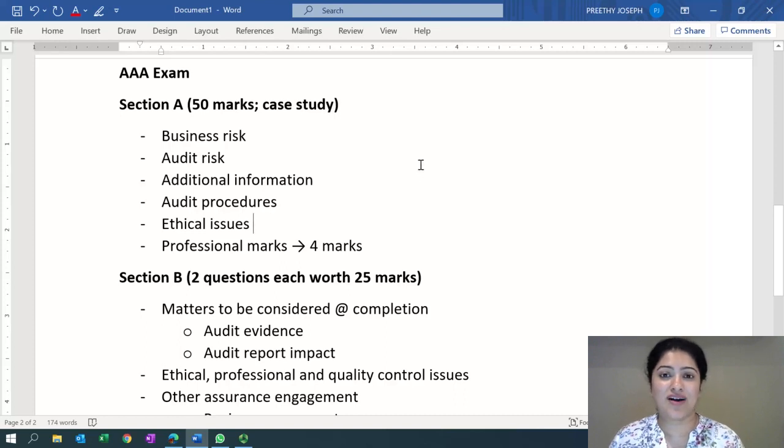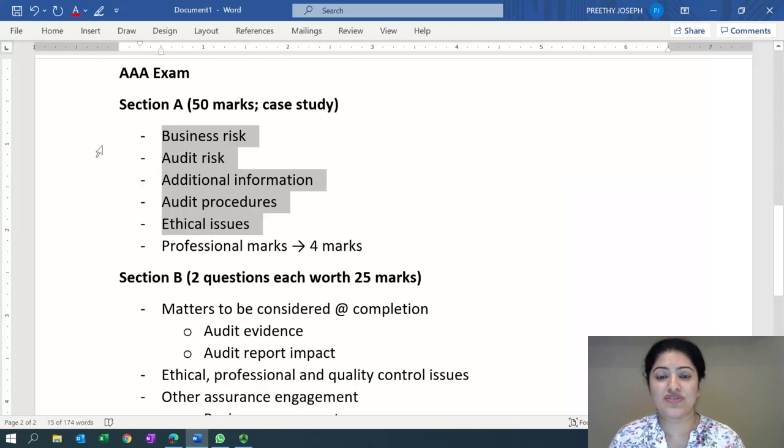It is a 50-mark question, and this is the only question that you have professional marks involved. In section A of your paper, these are all the possible topics that can be tested in section A, where you have business risk, you have audit risk, additional informations, some bit of audit procedures, and definitely ethical issues along with safeguards.